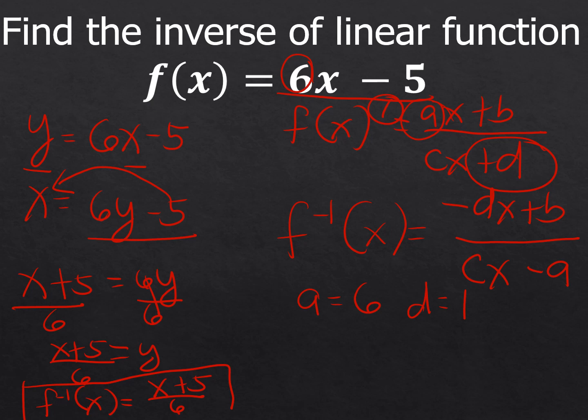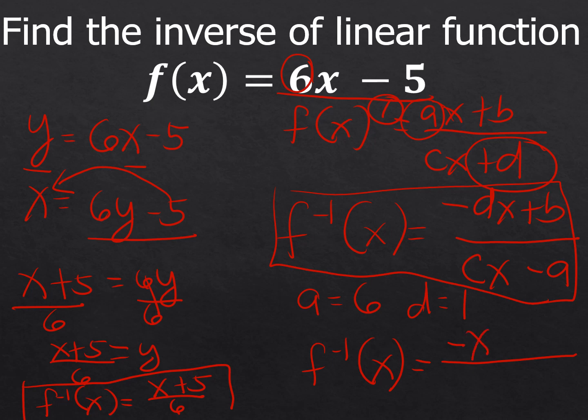Now, we're going to use this pattern. So we're going to write the inverse function f raised to negative 1 of x equals, we're going to have negative d. Since our d is 1, so it will be negative x. Invisible 1 po si x, yung numerical coefficient ni x. Copy plus b. Since your b is negative 5, we will just simply copy negative 5. And then cx. Since wala ka namang cx dito sa ating example, we will be proceeding to negative a. Since ang a natin is 6, so therefore it will be negative 6.